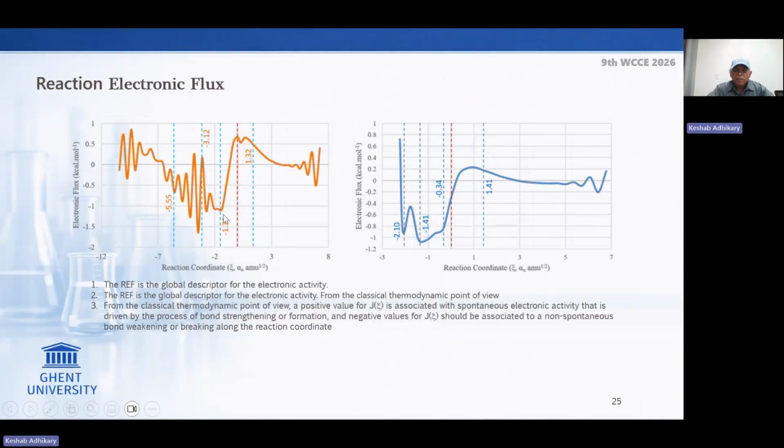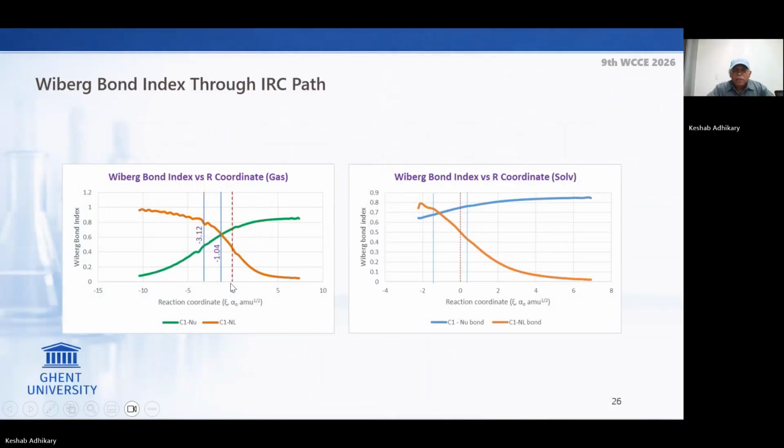Here is the reaction electronic flux, and this flux indicates the electronic transformation, the electronic activity during the change in structure along the reaction coordinate, the IRC path, how charge is distributed and reorganizes the structures. Here, this is the Wiberg bond index throughout the IRC, the intrinsic reaction path. From this profile, we can see that in the gas phase it is a later TS, and in the solvent phase it is a much earlier TS.